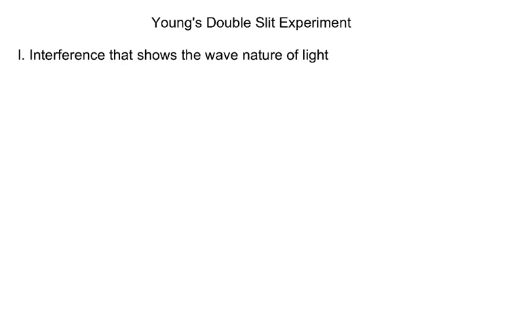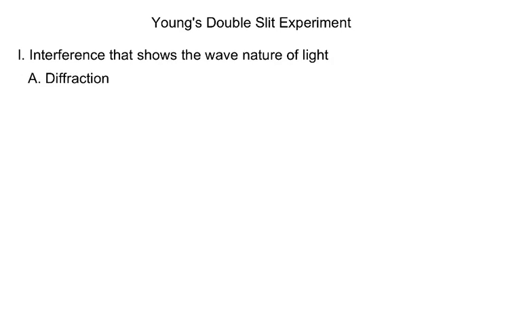Young's double-slit experiment. Young's double-slit experiment is an experiment that shows wave interference, or the wave nature of light. So there are two theories out in science on how light behaves. It either behaves as a wave or it behaves as a particle. And this experiment shows that light can behave as a wave.